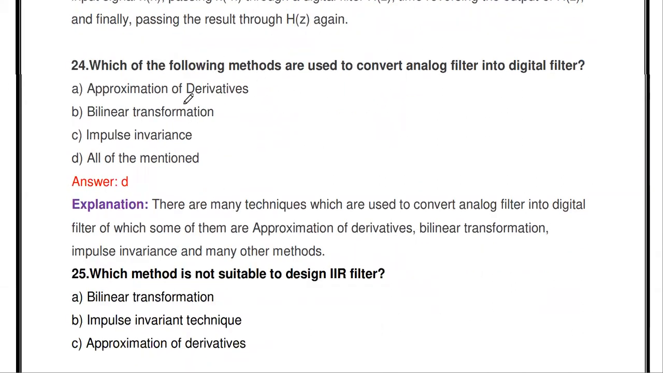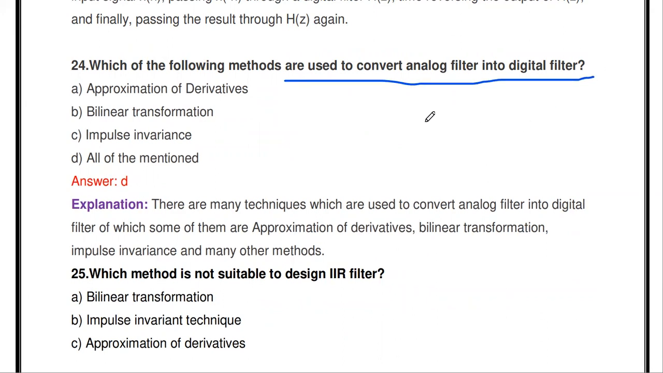The next one: which of the following methods are used to convert an analog filter into a digital filter? These are the design techniques of the IIR filter. Approximation of derivative, bilinear transformation, impulse invariant, all of the mentioned. So all these three techniques, approximation of derivative, bilinear transformation, and impulse invariant method, are the techniques used to convert an analog filter into a digital filter. These are the design techniques of the digital IIR filter.